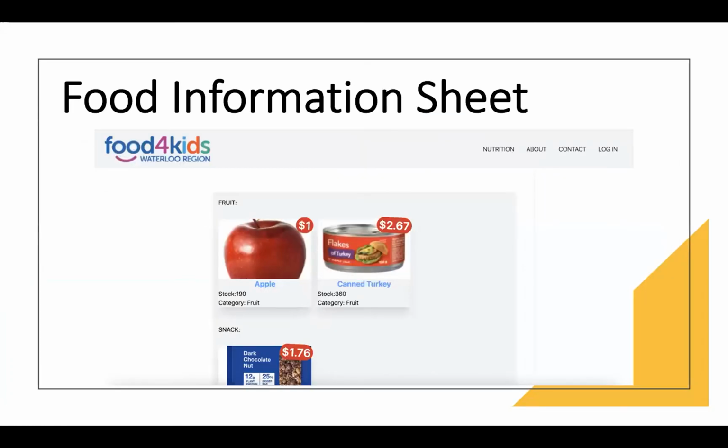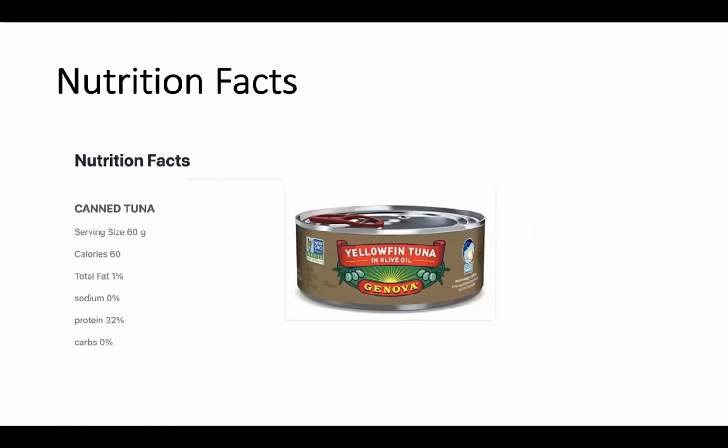Okay, so next, this is our food information sheet. You can find this information under the About page. On this page, you can find all the food images, the price, as well as the stock number. You can also access the nutrition facts information under this page. Here you can see the image of the food, the name of the food, as well as the nutrition facts information, including calories, total fats, including trans fats and saturated fat, sodium amount, protein, and carbohydrates, including fiber and sugars.